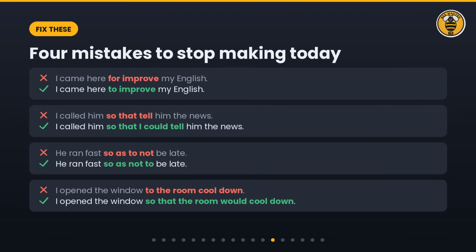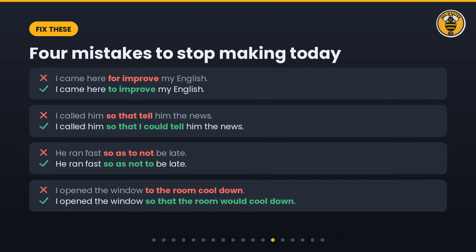Let us round up the mistakes. Number 1. I came here for improve my English. For is never followed by a bare verb. I came here to improve my English. Number 2. I called him so that tell him the news. After so that, you need a subject and a modal. I called him so that I could tell him the news.